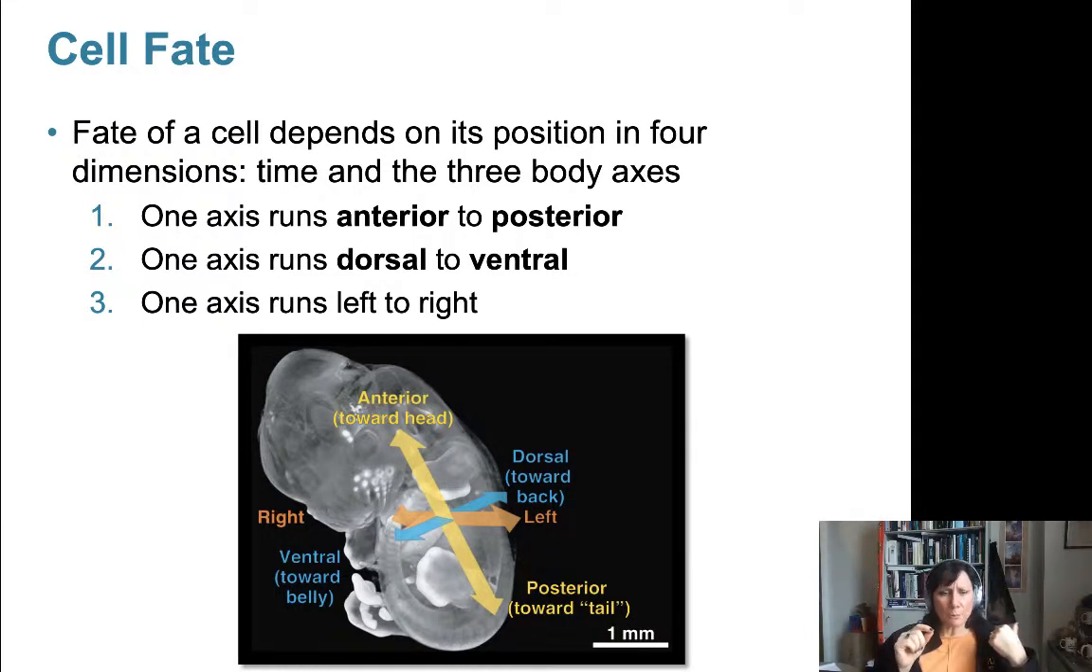And what's also important is a time element. So depending on the stage of the embryo, wherever that cell is relative to the embryo's axes, so anterior, posterior, dorsal, ventral, left and right, depending on where it is relative to that, and then the period of time or the stage is going to determine what the fate of that cell is ultimately going to be. And that's heavily influenced by all the other cells around it at that time.